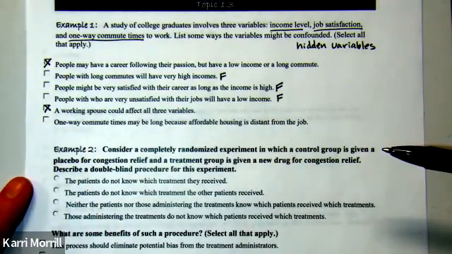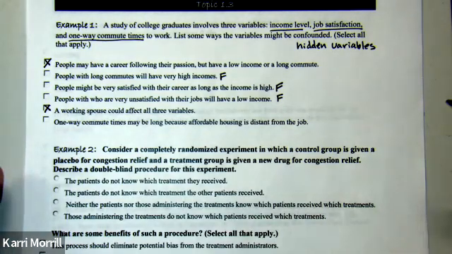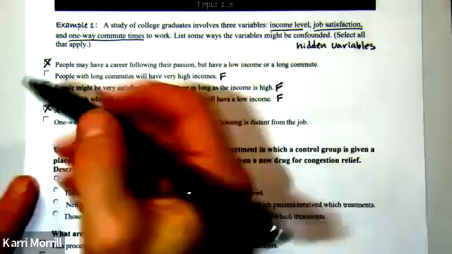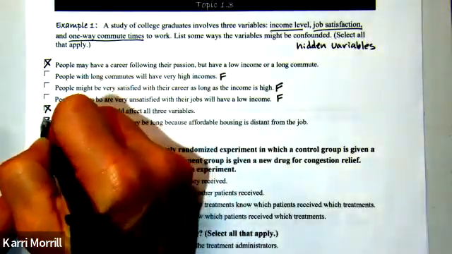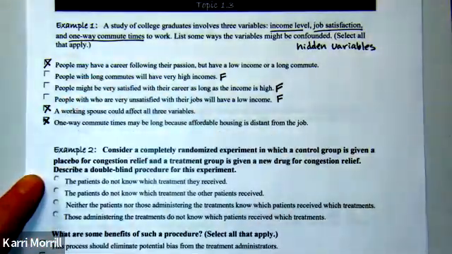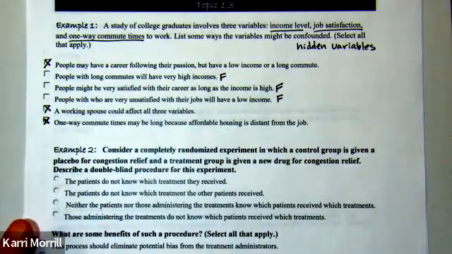One-way commute times may be long because affordable housing is distant from the job. And I think that could be true. You know, if you live in a small town, you commute to a metro of sorts, the cost of living in a big city where there's a lot less real estate available could be higher.